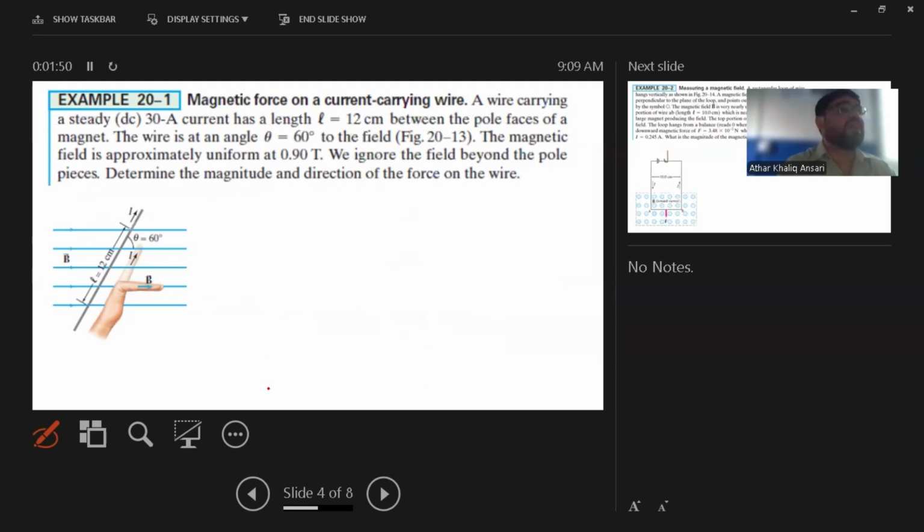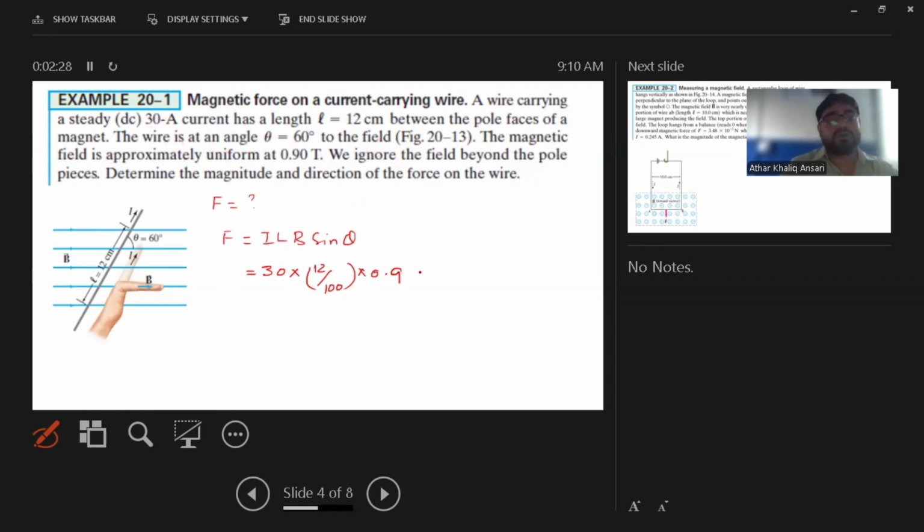direction. But here we have been given the angle. Adil, what do we have here? First of all, we are asked to find the force, and you know the rule, F is equal to ILB sine theta. So here, I is equal to how much? The current is 30 ampere. Length of the wire inside the magnetic field is 12 centimeter. So I'm going to convert 12 into meter from centimeter, I divide it by 100. And then magnetic field is 0.9 Tesla.